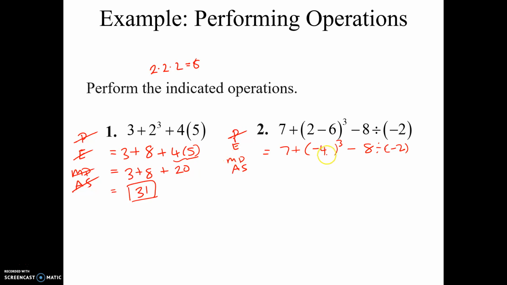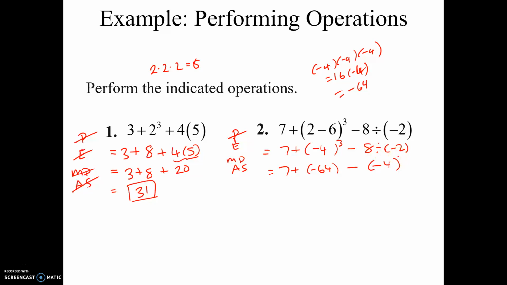Next is my exponent. We have one exponent, negative 4 to the third power. So negative 4 to the third power will be negative 4 times negative 4 times negative 4. Notice the negative gets multiplied each time because the negative is in a parentheses. So negative 4 times negative 4 is 16, and 16 times negative 4 is negative 64. So negative 4 cubed is negative 64. And then you have minus 8 divided by negative 2, which is negative 4.